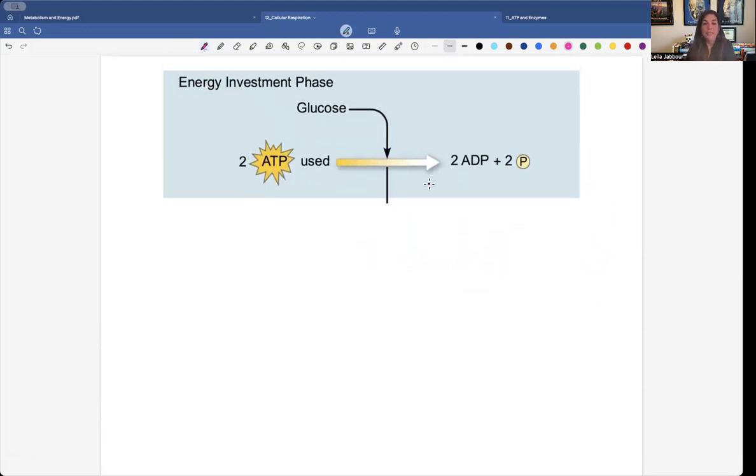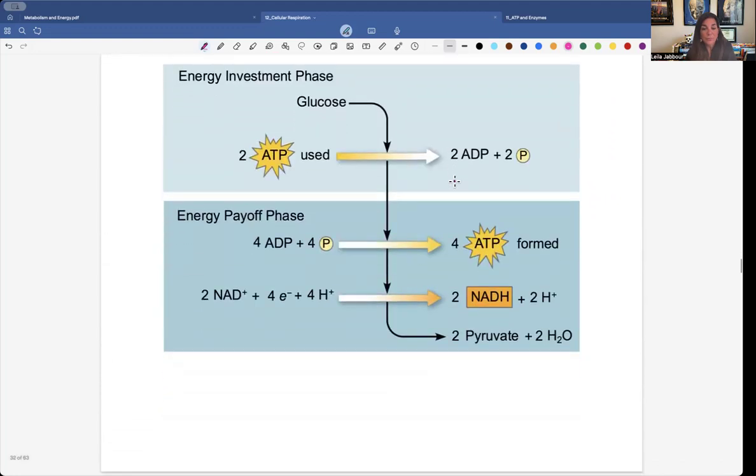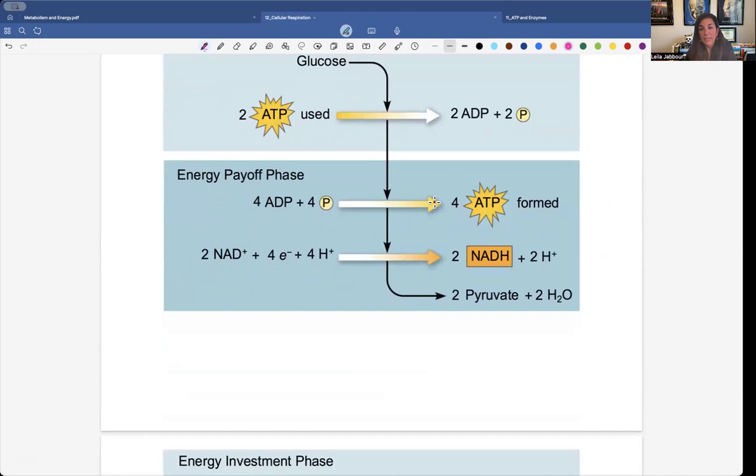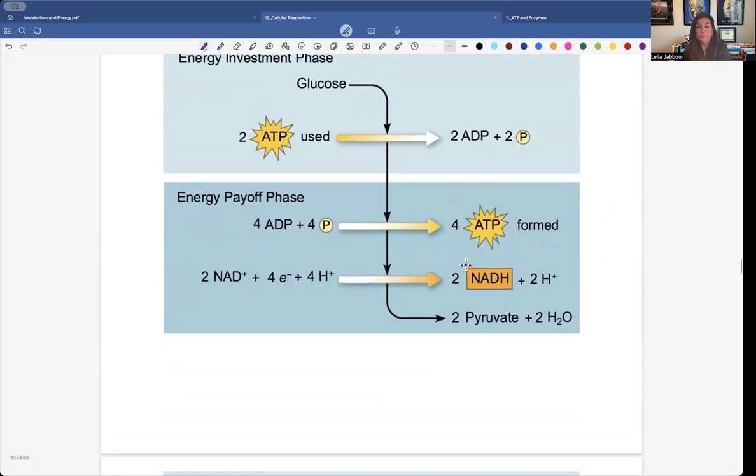So 2 ATP molecules are used up at the beginning of glycolysis, and in the end, we had 4 ATP molecules formed. And we had 2 NADH, 2H plus formed as well. So that's important. And the product of all this is pyruvate. We transformed this larger molecule into 2 smaller 3-carbon molecules.